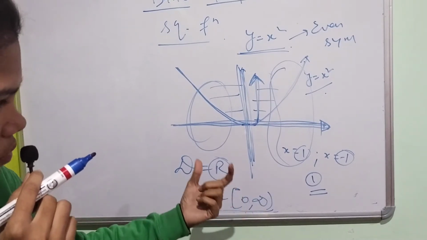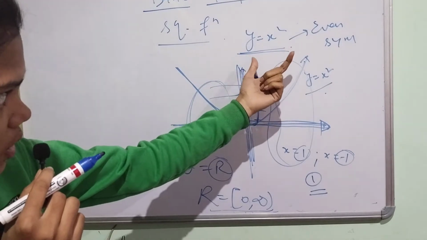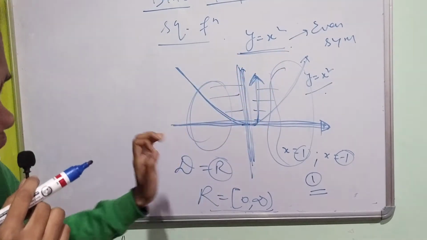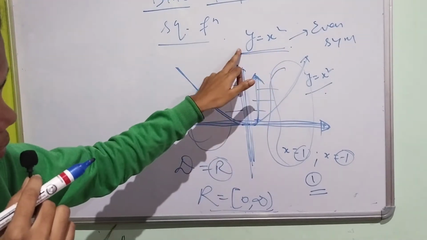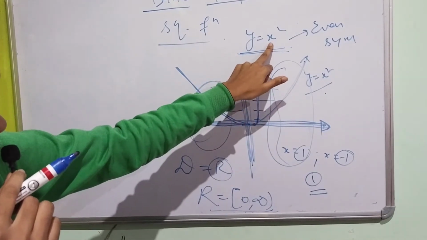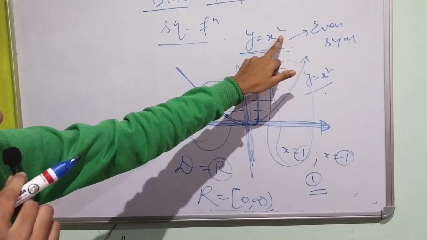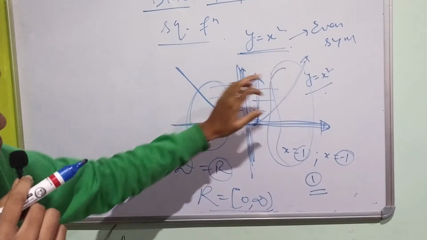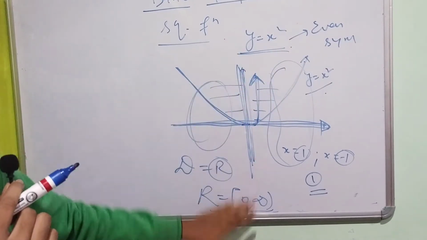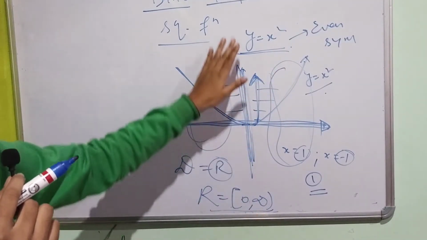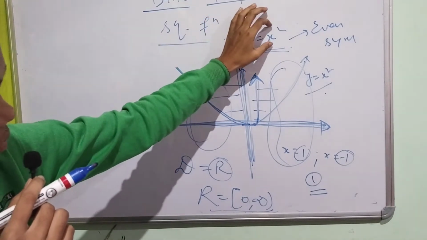Whatever be the result of this y equal to x squared, that will be only from 0 to infinity. No negative value of y can come. Whatever x we put here, only that will get squared, and that will produce only positive values. So the range is positive, so the range is 0 to infinity. For range we see y, and for domain we see x.